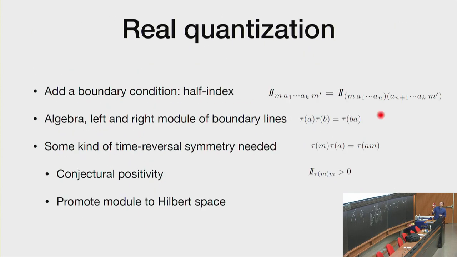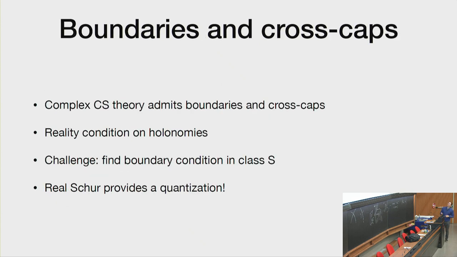And well, conjecture: if you have this time reversal symmetry, the Schur half index gives a positive definite inner product. And if so, then you can promote the module of boundary lines to a Hilbert space with an action of your bulk lines. What can you do with this? Well, complex Chern-Simons theory can be defined on surfaces with boundaries, precisely because it has topological boundary conditions. So you could study it on a disk, on a cross cap, on a real projective space, things like that.